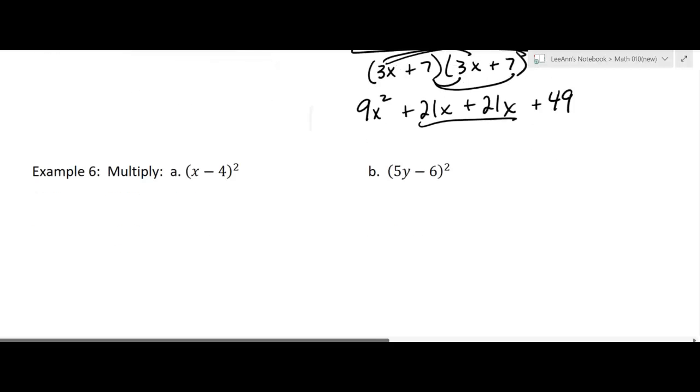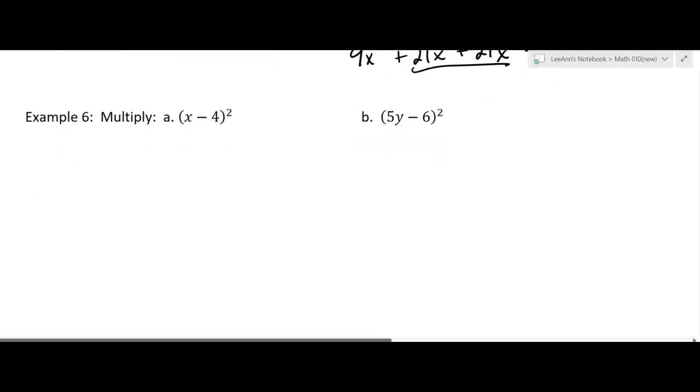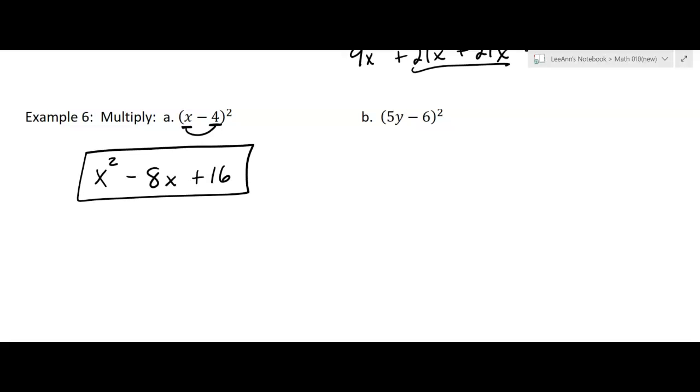Okay, let's go to the subtraction ones. So you've got x minus 4 squared. Take the first term and square it. Multiply them. That's a negative 4x. Double it. And take the last term and square it. That last term is always going to be positive, right? Because you're squaring it. Okay. So there you go. Again, you could write it out with FOIL.